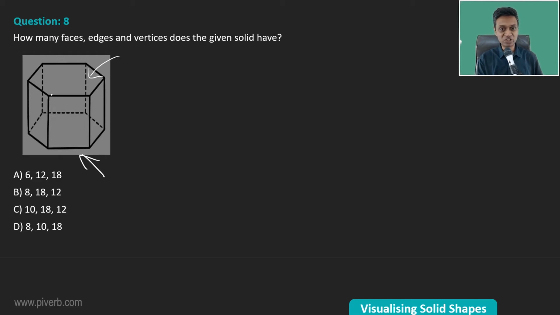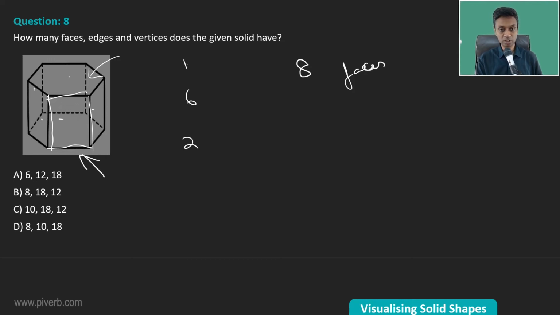Right? And each side of the top hexagon and each side of the bottom hexagon are connected together to give a rectangle. So one hexagon on top, one at the bottom, and 1, 2, 3, 4, 5, 6, 6 faces along the sides, or we have 2 plus 6, 8 faces.